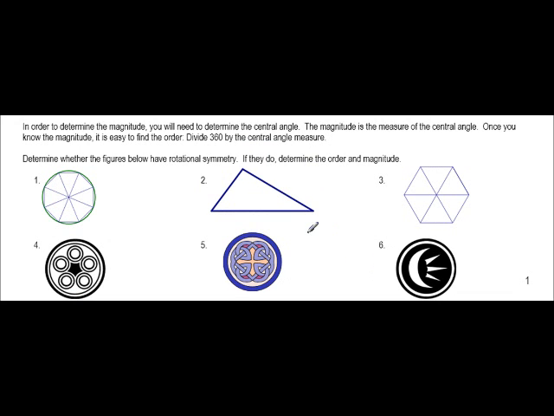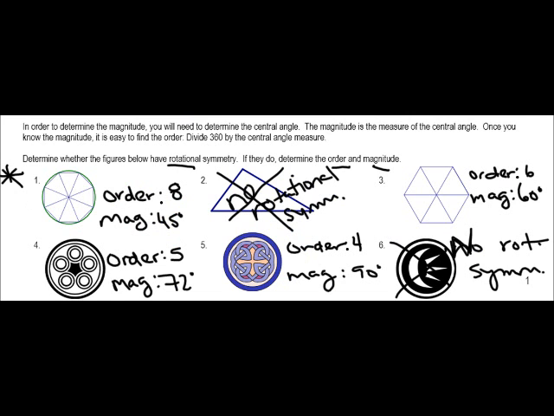Okay, so 1 through 6, determine whether the figures below have rotational symmetry. If they do, please determine the order and the magnitude. Just take a few minutes to try 1 through 6, and I'll have the answers up in just a moment. Okay, and these are the answers you should have gotten.